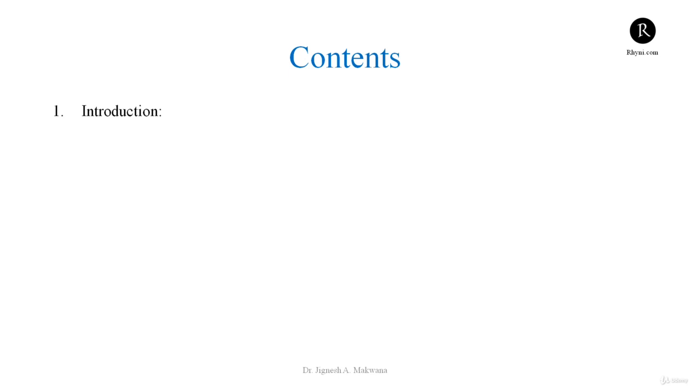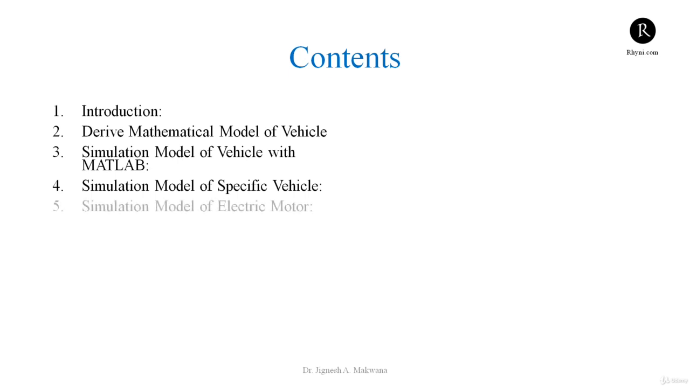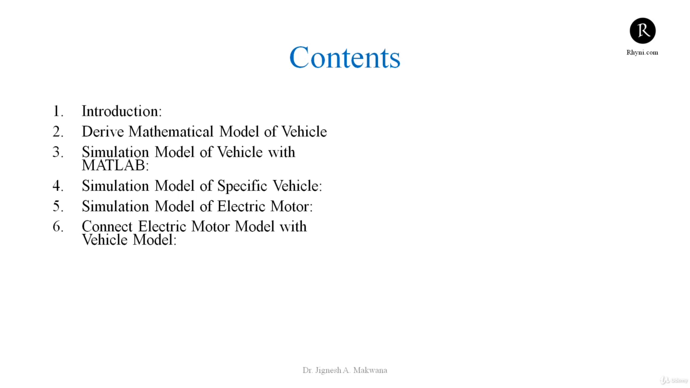There are a total of 9 sections. It starts with the introduction, then we derive the mathematical model of the vehicle. After that we will develop the simulation model of the vehicle. Then we will understand the simulation model of a specific vehicle. Then the simulation model of the electric motor, and then we will see how to connect the electric motor model with the vehicle model that we have developed.